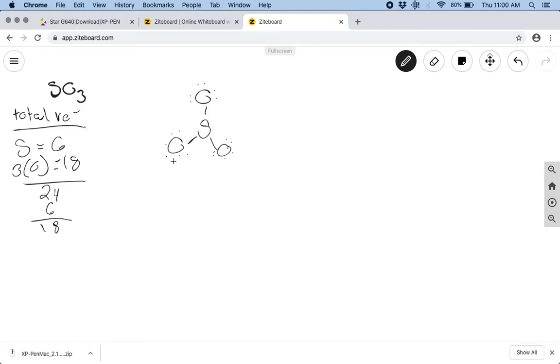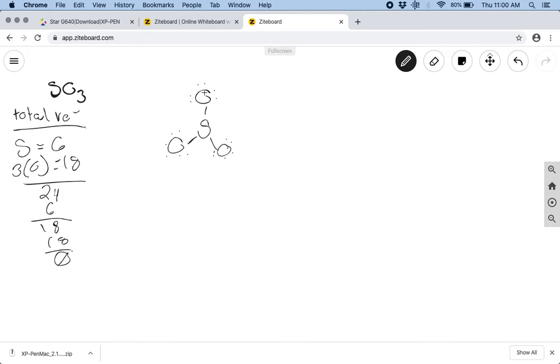And when I do that, 2, 4, 6, 8, 10, 12, 14, 16, I've now used up 18 valence shell electrons, so I have no more electrons that I can add to this molecule. These are all I can utilize. Now, when I look at this, hopefully a couple things you're realizing.